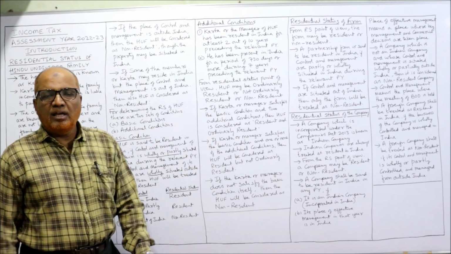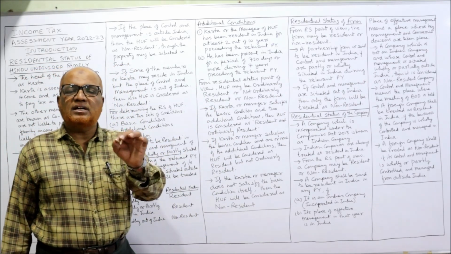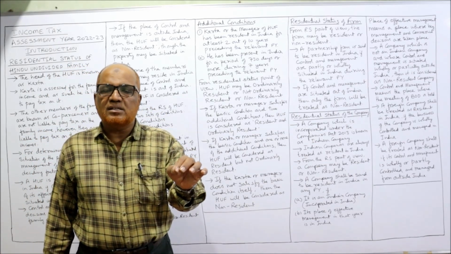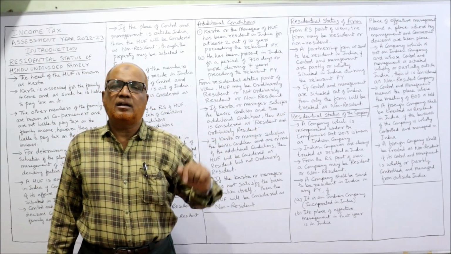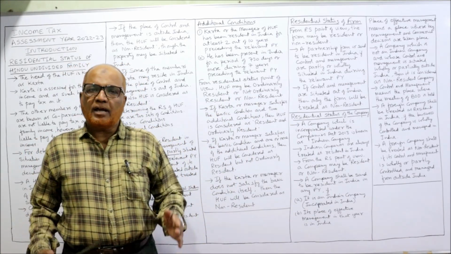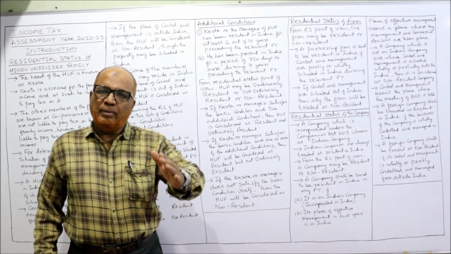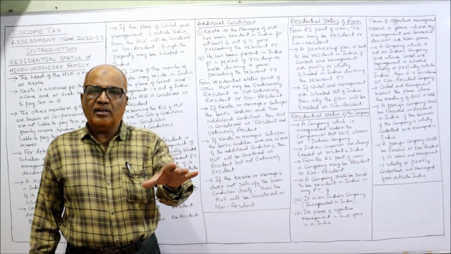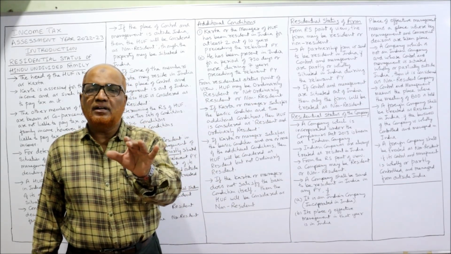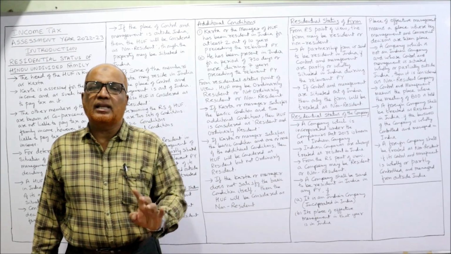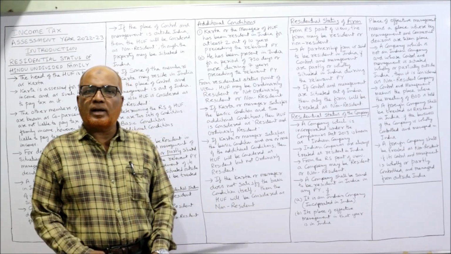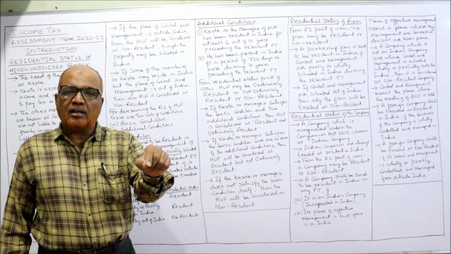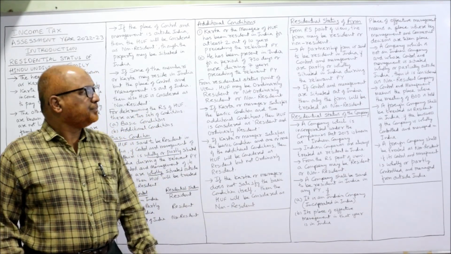Second additional condition, he has been in India for 730 days or more during 7 years preceding the current previous year. The current previous year 21-22. Before this 21-22, in 7 years, in those 7 years, at least 730 days he should stay on the land of India. These two are the additional conditions. Who has to satisfy the additional condition? The Karta or the manager.